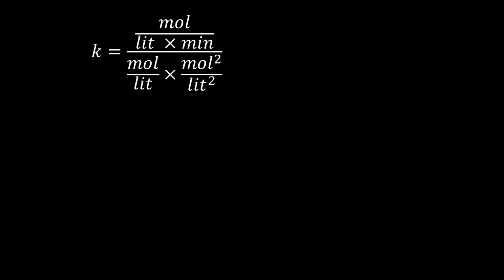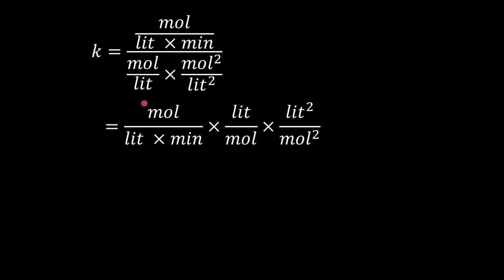Next, we need to find out the rate constant unit. For this, we have to substitute the units of rate and the concentrations of A and B in the rate constant equation. We get this one. Simplifying these units, that is cancelling liter and moles, we get mole to the power minus 2 liter square per minute. This is the unit of rate constant.